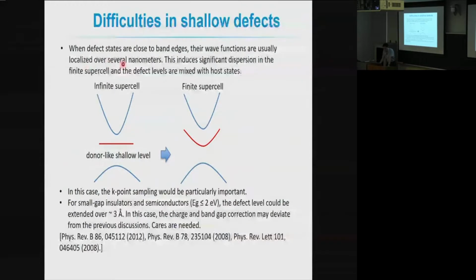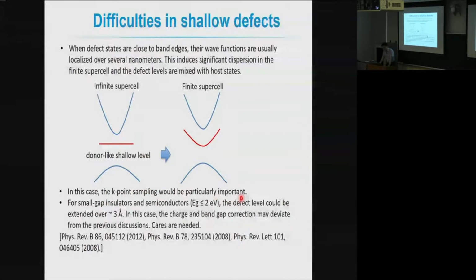Therefore, when you use a small supercell for a very shallow level, this actually induces large dispersion because your defect levels overlap from cell to cell. Rather than a flat band, which reflects a localized state, it is rather dispersive. It follows quite closely the dispersion of the valence band. So in this case you have different energy levels at different K points, and therefore K point sampling would be very important.